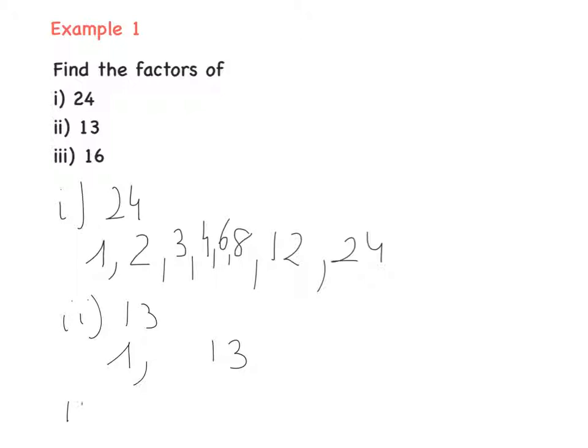And the last one, all the factors of 16. Okay, so let's start with 1 and 16. We can divide it by 2, and then we have 8. 3, no. 4, okay, if we divide it by 4, we have 4. So that's it. 1, 2, 3, 4, 5 factors, okay?